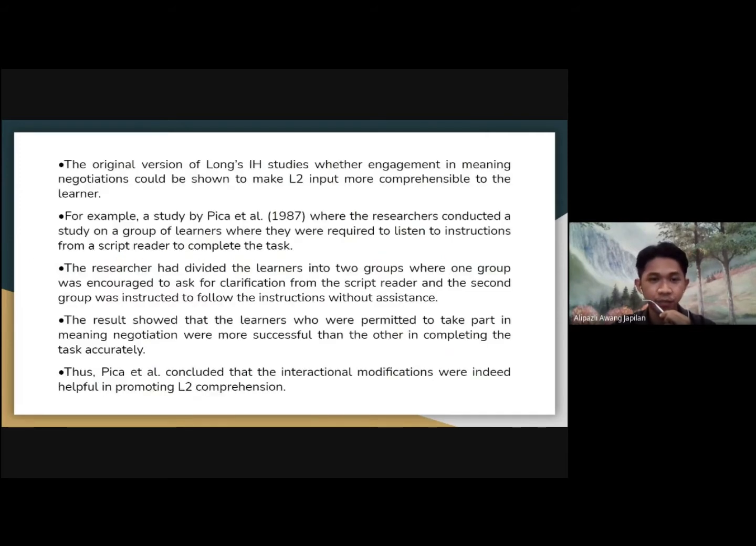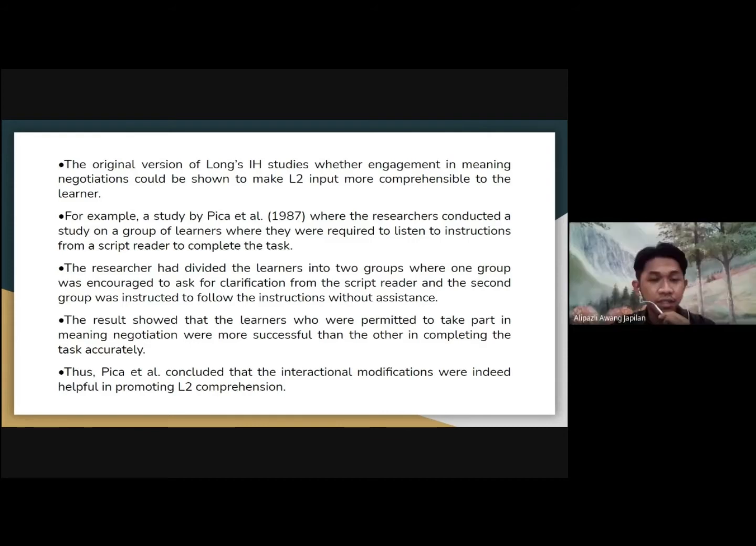All right. The original version of Long's interaction hypothesis studied whether engagement in meaning negotiation could be shown to make second language input more comprehensible to the learners. For example, a study by Pica et al. in 1987, where the researchers conducted a study on a group of learners who were required to listen to instructions from a script reader to complete the task.